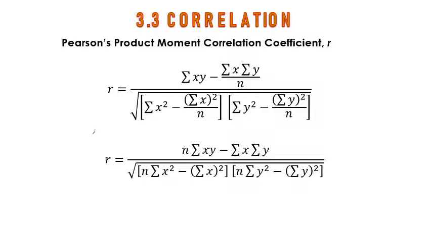And we simplify this formula, we got this. So r equals n summation xy minus summation x times summation y, over square root of n summation x square minus summation x square, times n summation y square minus summation y square. Okay, remember, you must remember this formula.